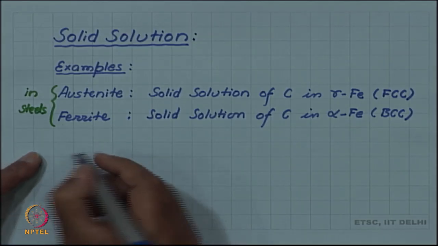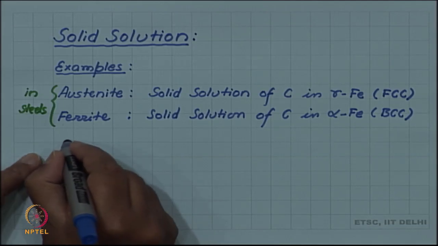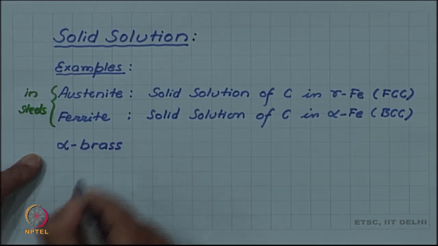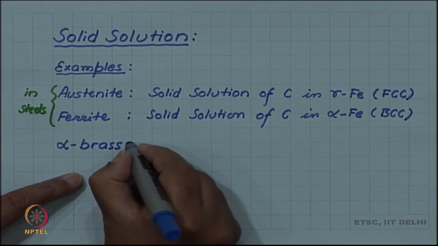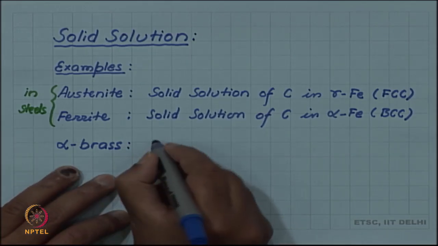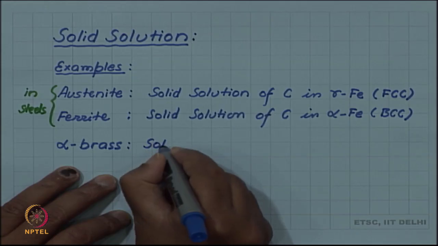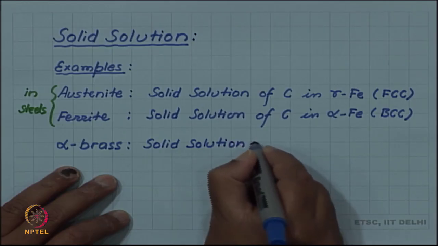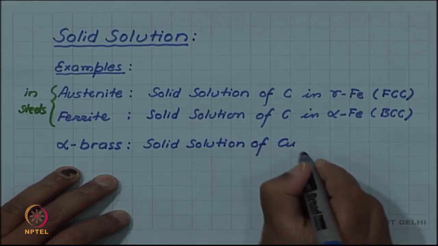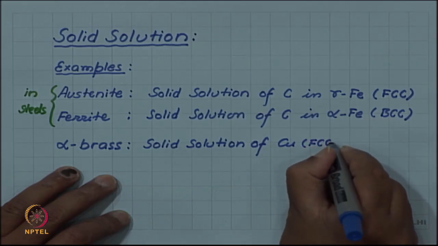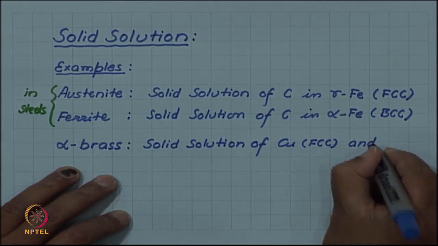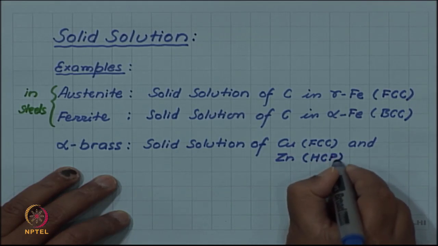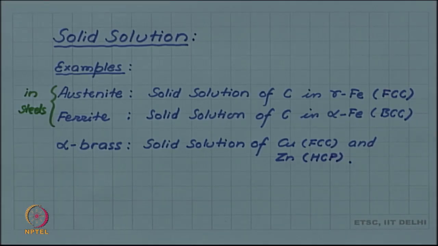We also have another solid solution, alpha brass. Alpha brass is solid solution of copper, which is face centered cubic, and zinc, which is hexagonal close packed. So, you can see that the elements have different crystal structures.